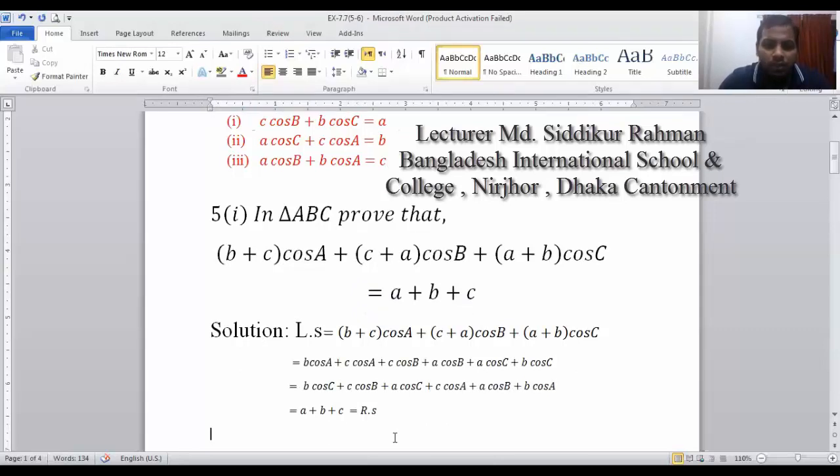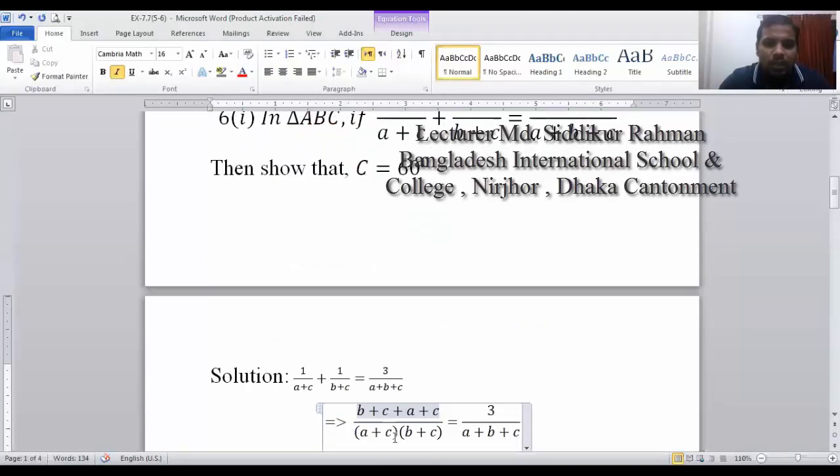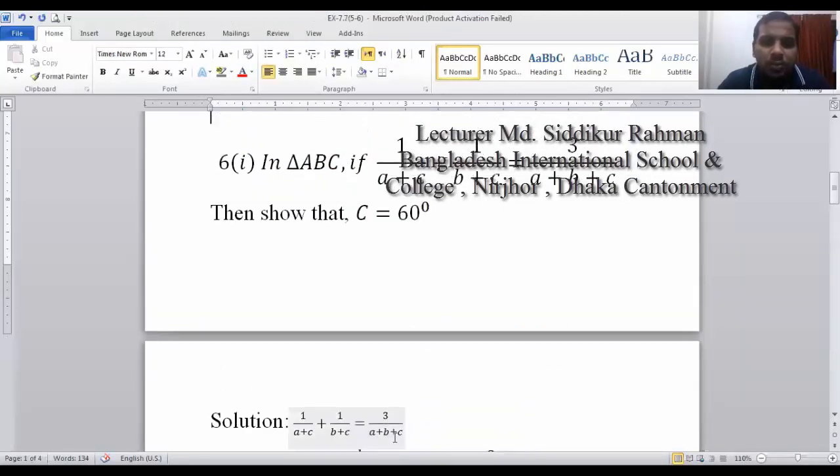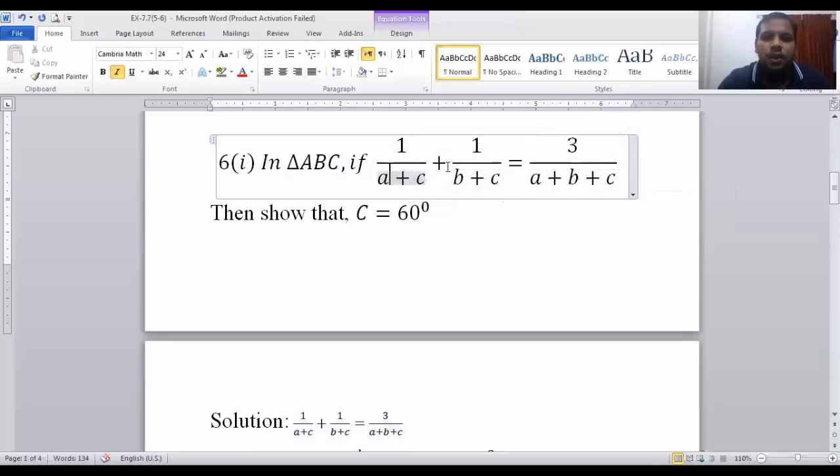Okay, now we are going to the next one. It is bigger than the previous. 6 number 1: in triangle ABC, if 1 by (a plus c) plus 1 by (b plus c) equal to 3 by (a plus b plus c), then we have to show that c equal to 60 degrees. Okay, a, b, c are the lengths of the 3 sides of triangle ABC.